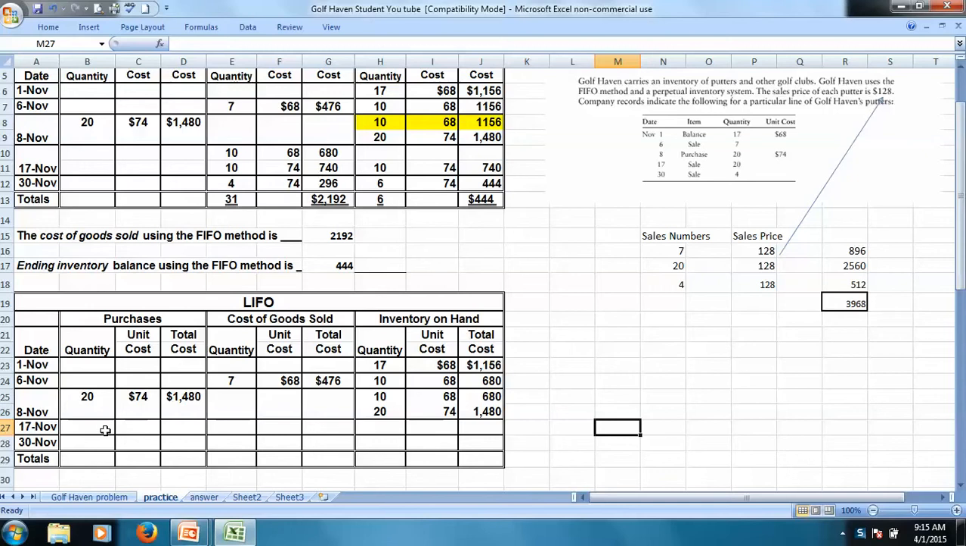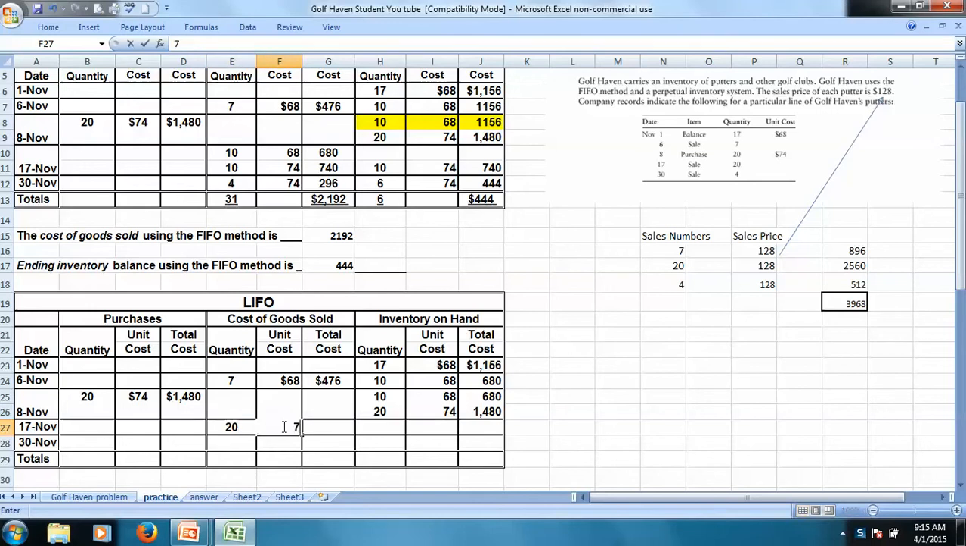However, on the 17th, when we go to sell putters and we're using LIFO, now which putters are we going to assume sold? Well, under LIFO, we say the last putters in, these 20, are going to be the first to go out. So we sold 20 putters on the 17th. Which 20 putters are we going to sell? Well, there's 20 in this layer. We're going to assume that all 20 of the putters we sold are going to come out of this layer.